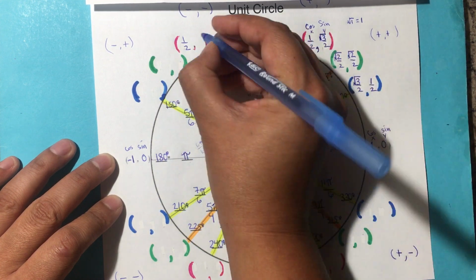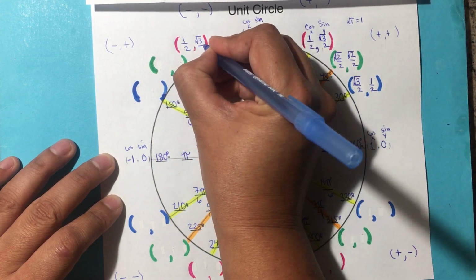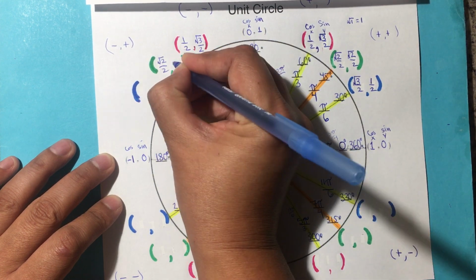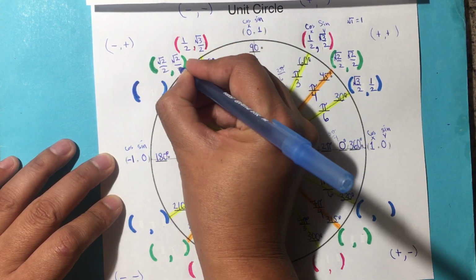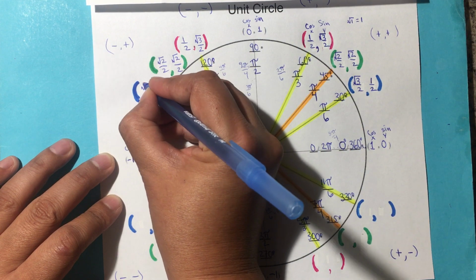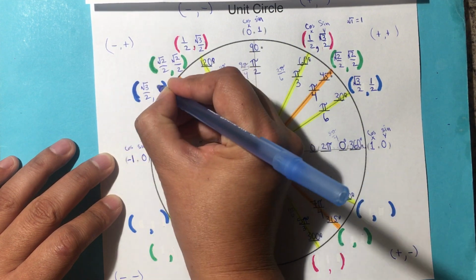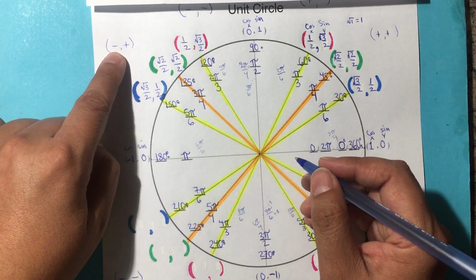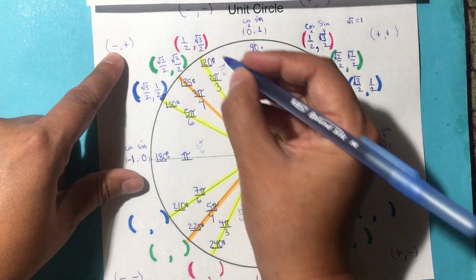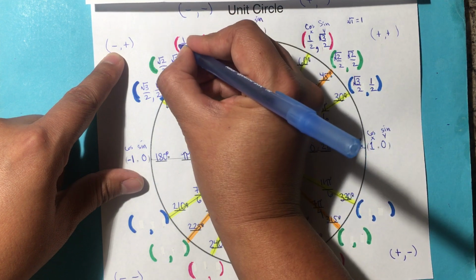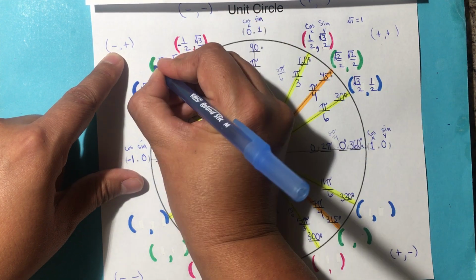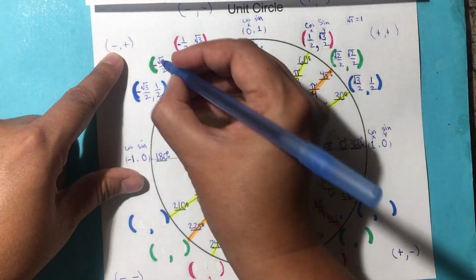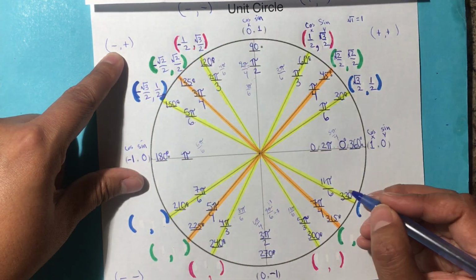1/2, square root of 3 over 2. Square root of 2 over 2, square root of 2 over 2. And here is square root of 3 over 2 and 1/2. However, don't forget to put the negative on the x values. You might want to put it with the same color or a different color, no matter. Okay, so negative on all the x's.